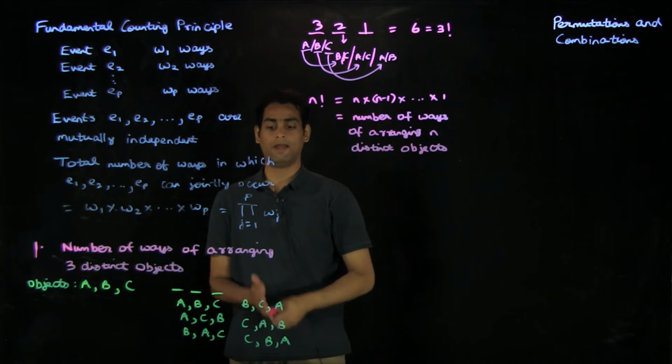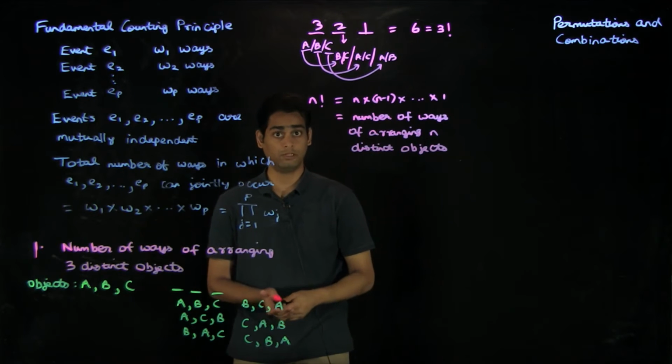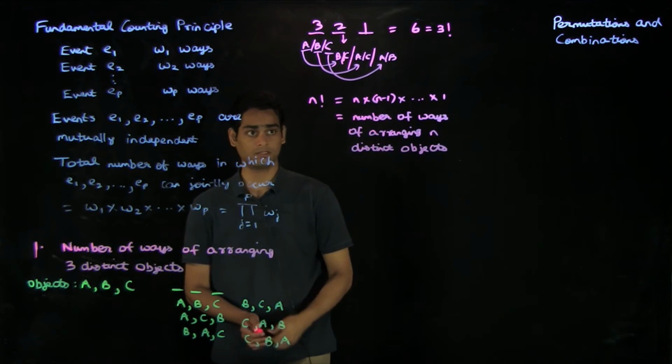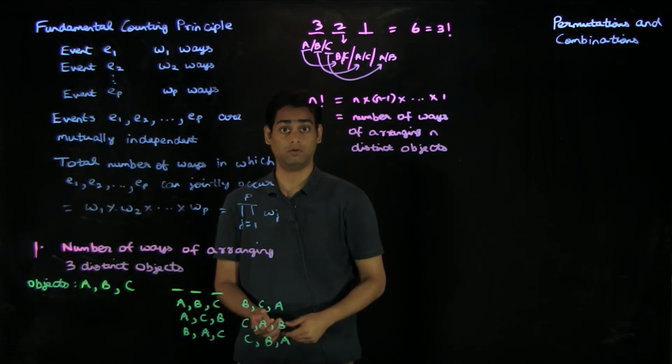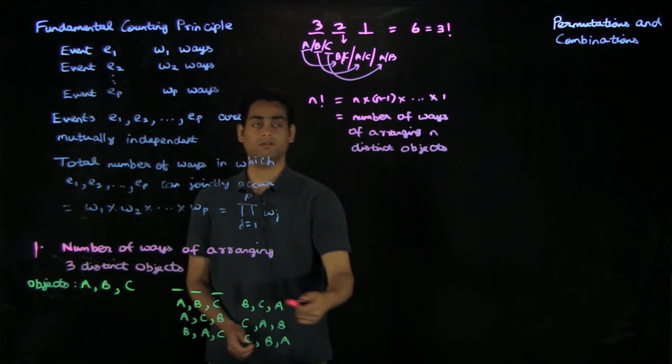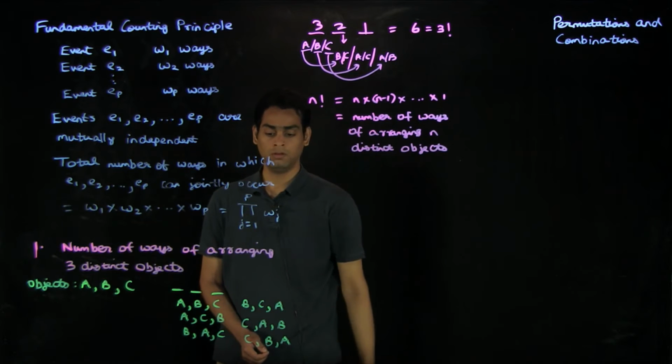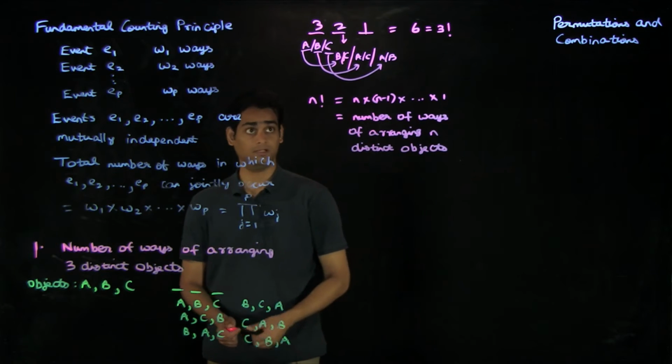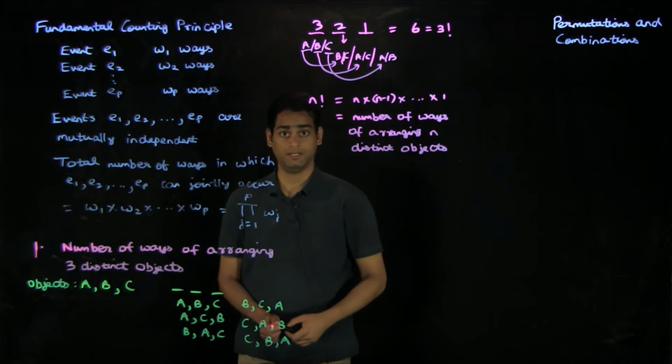So in general, if you have n distinct objects and you want to compute the number of ways of arranging these n distinct objects, then the result is nothing but n factorial. In this case, we have 3 factorial, which is 6. And we can simply verify that that is true, since we've listed all the 6 ways in which these 3 distinct objects can be arranged.